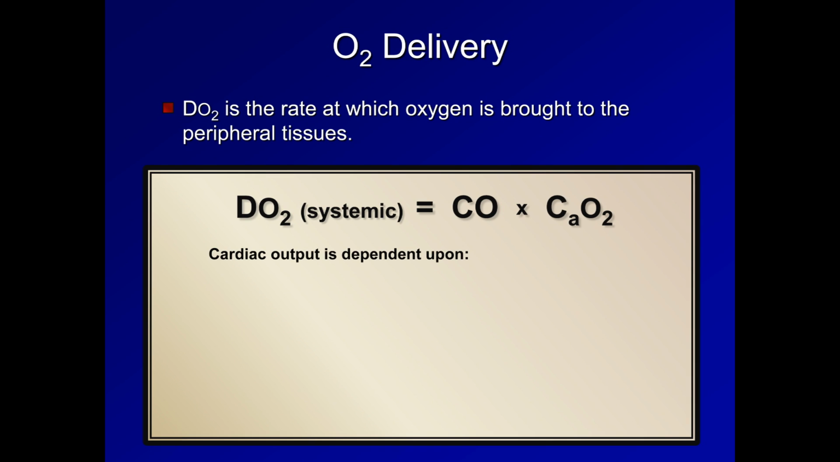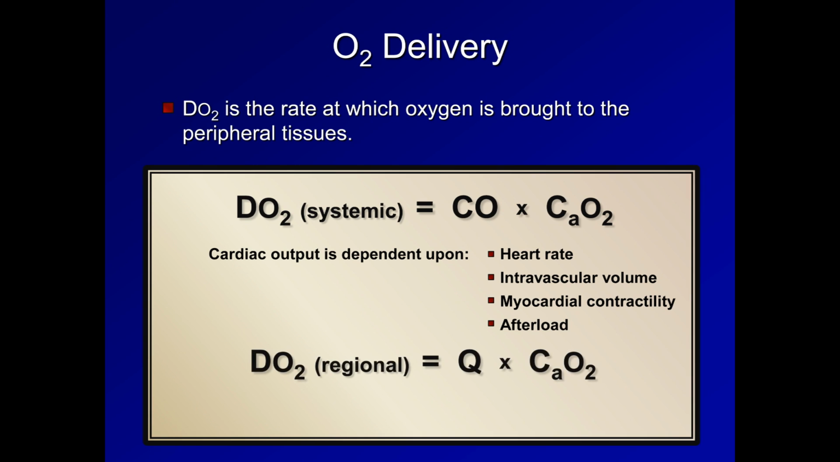It is primarily dependent on four things: the heart rate, intravascular volume, sometimes called preload in this context, myocardial contractility, and something called afterload. We can also discuss oxygen delivery on a regional level, in which DO2 is equal to the blood flow to the region of interest, designated Q, times CaO2.